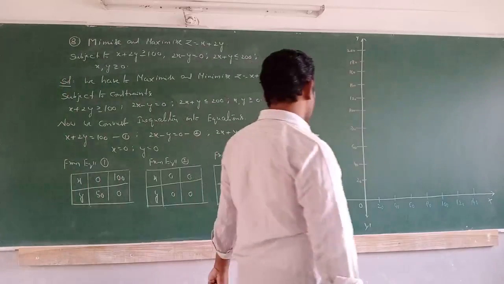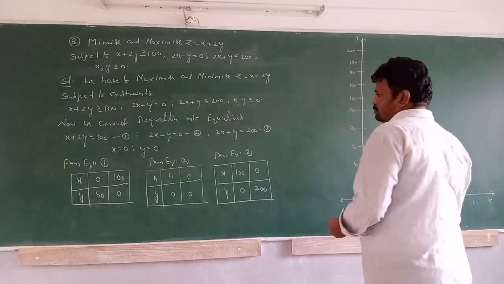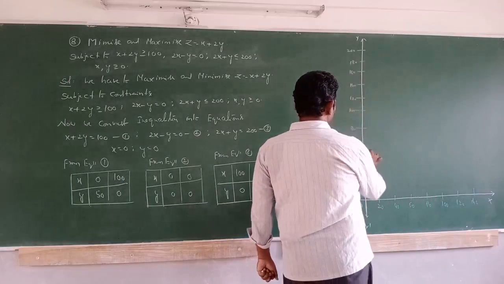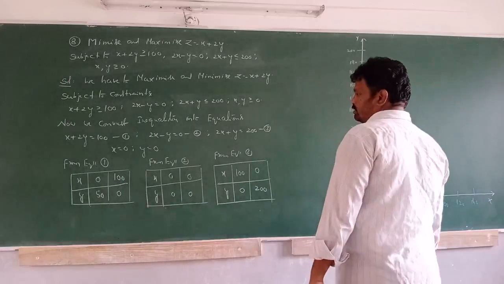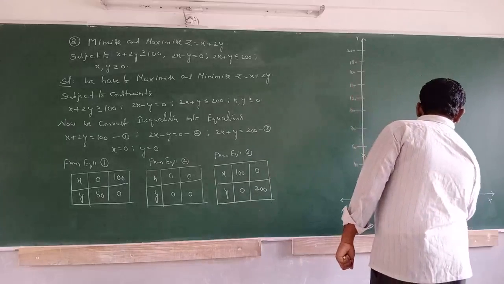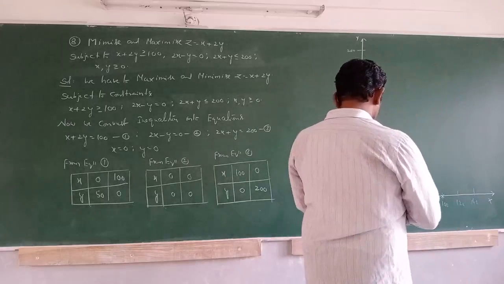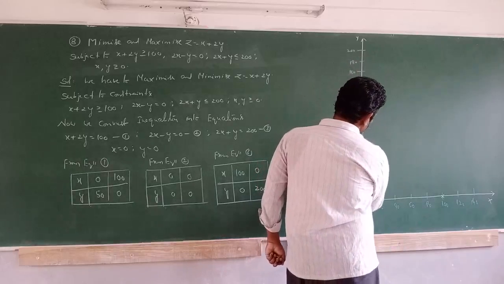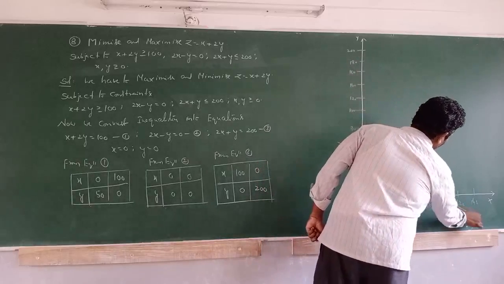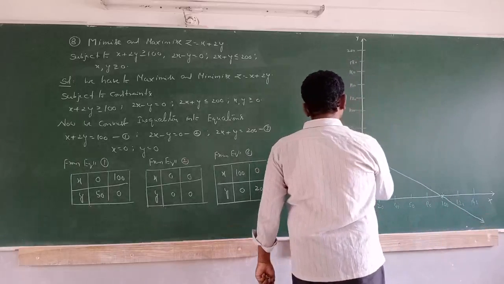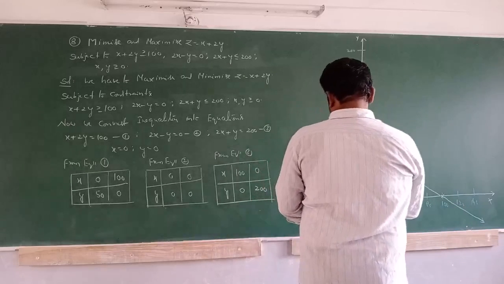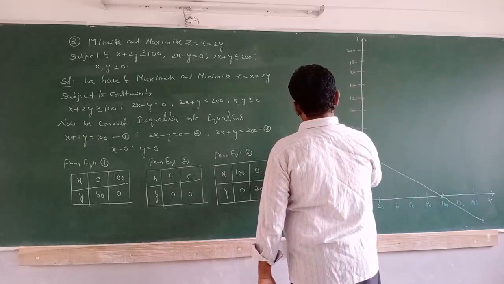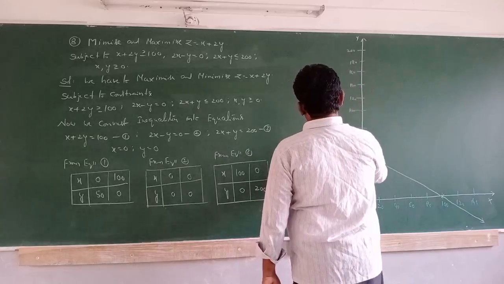Now we plot the coordinates. First equation: x is equal to 0 and y is equal to 50, and y is equal to 0, x is equal to 100. Okay? Now if you want to draw the line passing through these 2 points, this is the inequality. Which inequality? x plus 2y is equal to 100.